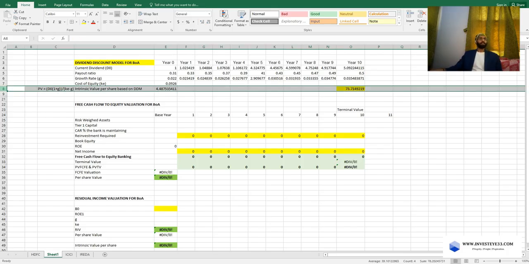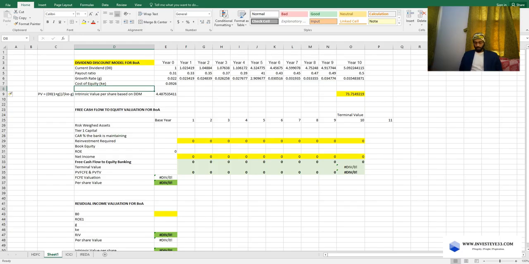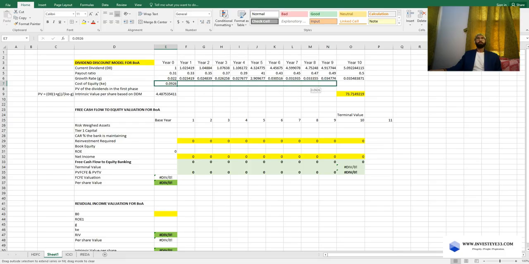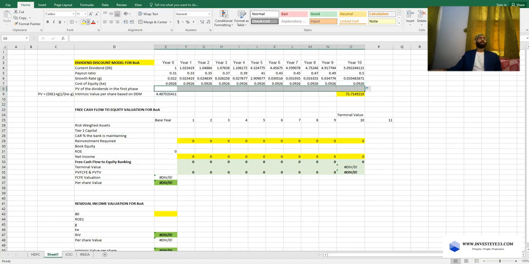So let me insert another cell here. Present value or PV of the dividends in the first phase. Now if you are an equity investor, the cost of equity is your reference frame to calculate the present value, right? So here we will discount the dividends with respect to the cost of equity for each year. So let me copy the cost of equity for each year here. Right? Now here we have this present value row. Let me mark it with some color. Yellow color only, right?